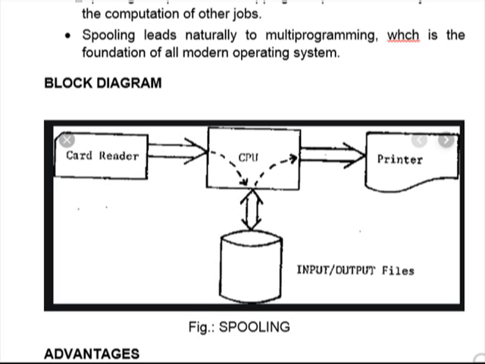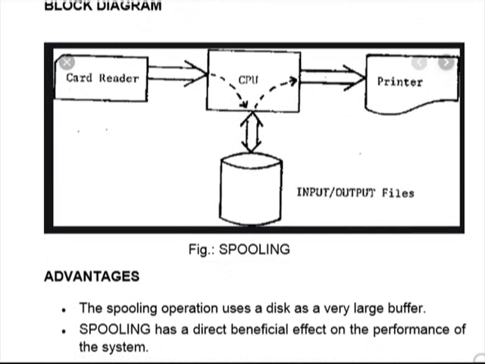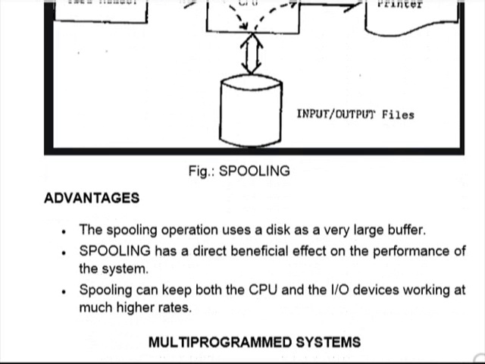Here are some of the advantages of spooling. The spooling operation uses a disk as a very large buffer. Spooling has a direct beneficial effect on the performance of the system. Spooling can keep both the CPU and the IO devices working at much higher rates.